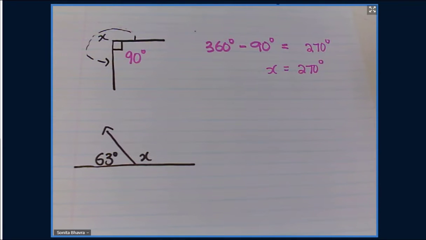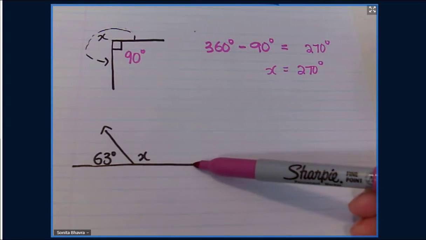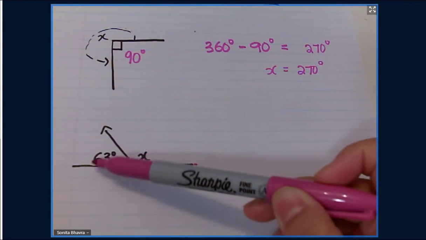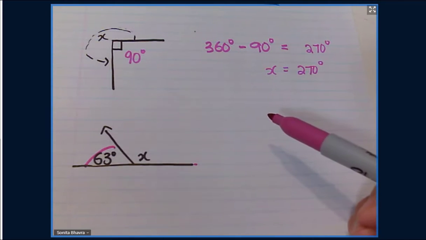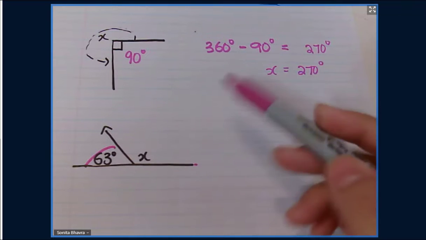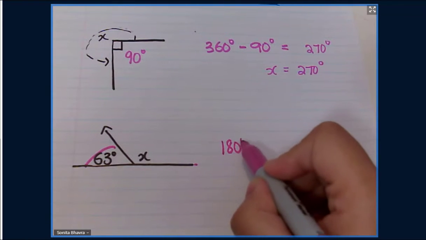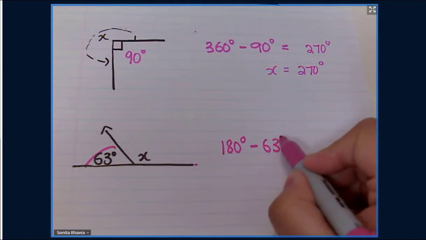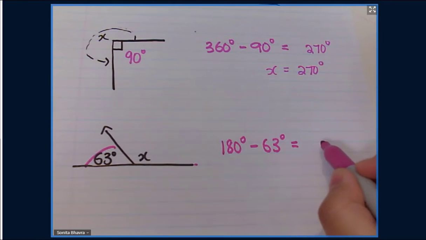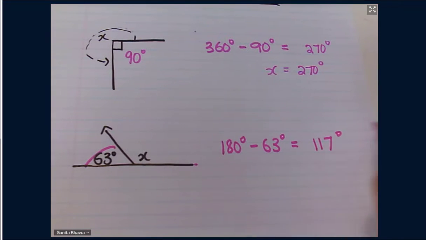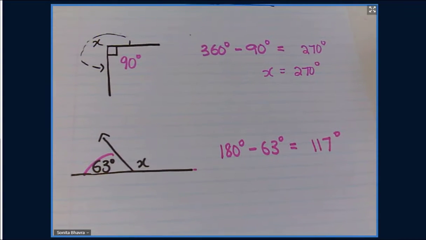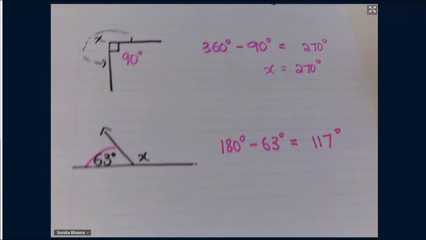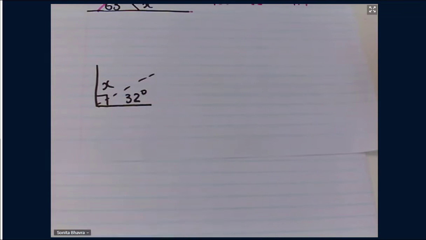All right, so in this question, again, straight line is here. This part is 63 degrees. From here to here is 63 degrees. So therefore, we can figure out X by going 180 degrees minus 63 degrees, which gives me 117 degrees. All right, let's try our next example. This one here.